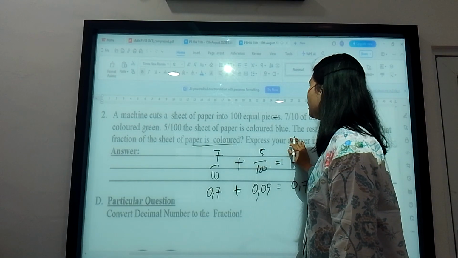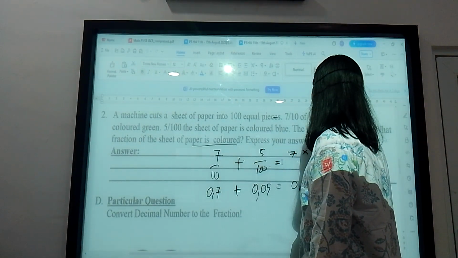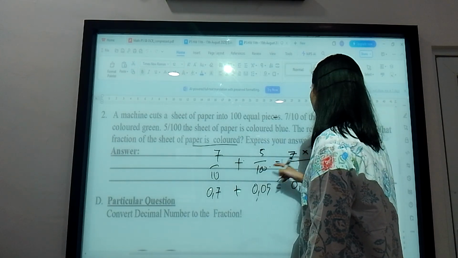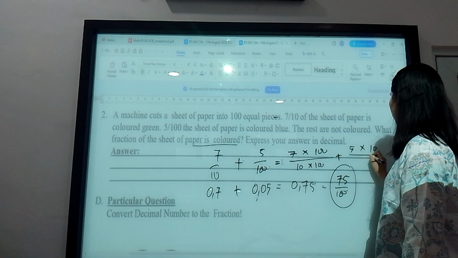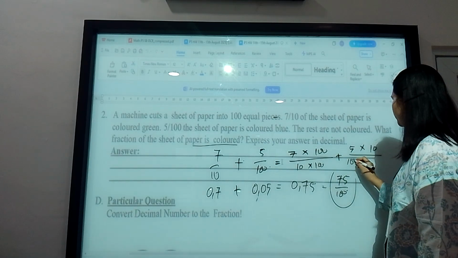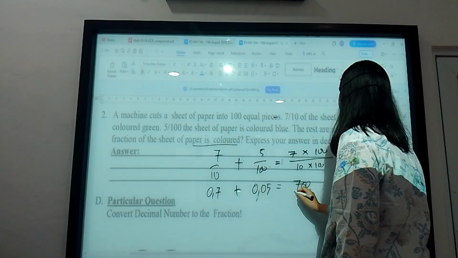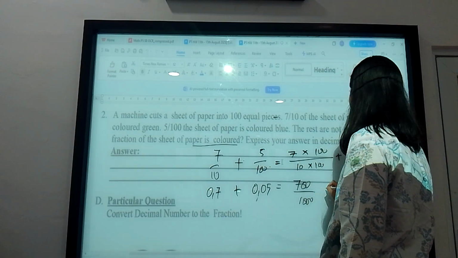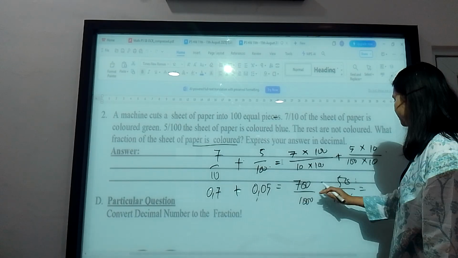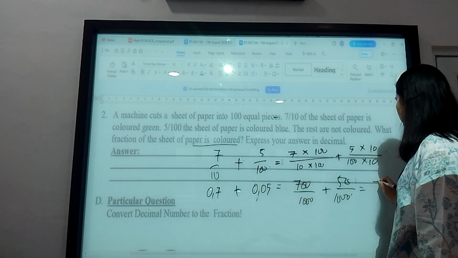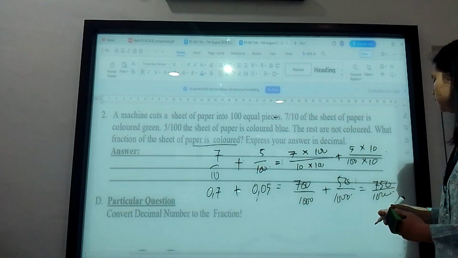Yeah, we can. We can cross multiply. 7 times 100, and then 10 times 100 plus the 5 times 10, equal out of 100 times 10, and it's equal 700 plus 50, and then plus the 1000. 7 plus 5, it's out of 1000. Yeah, so you can eliminate it. Okay.